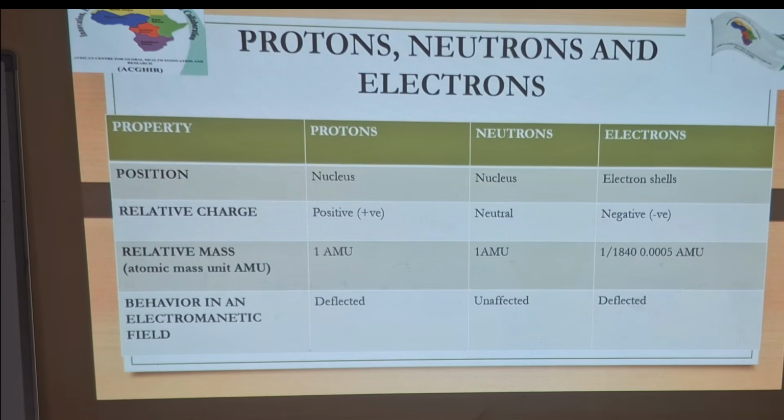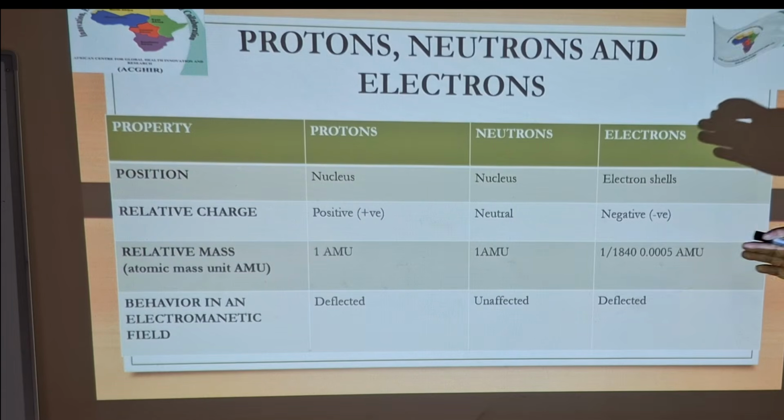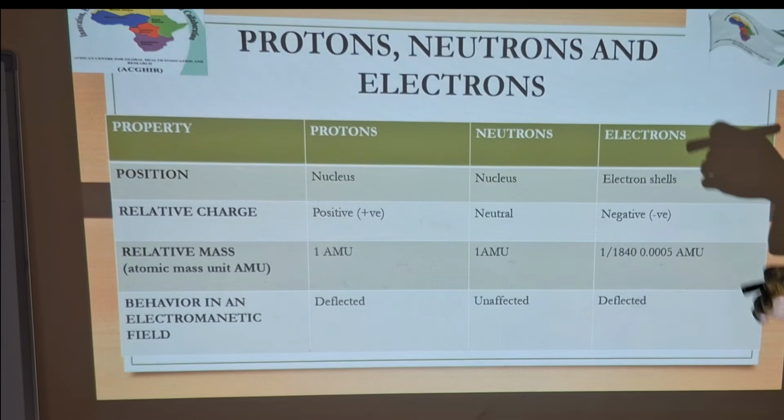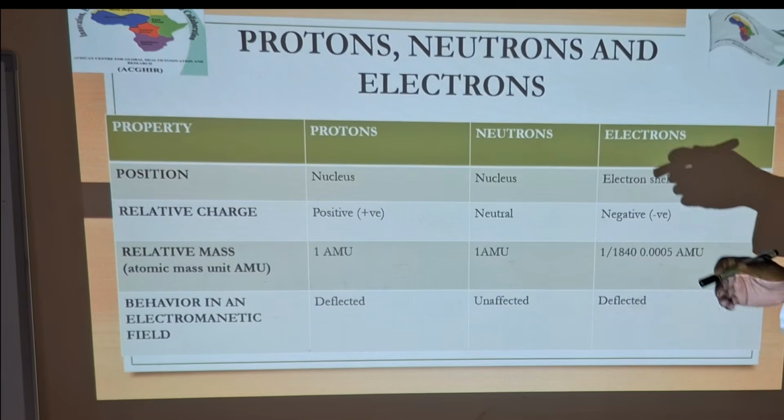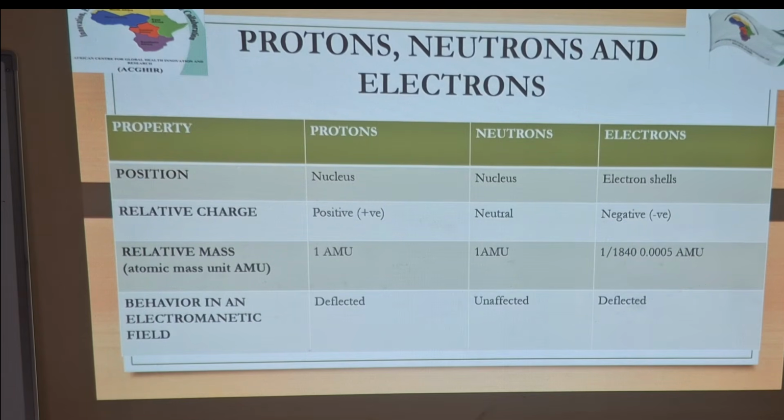Right. We now move on to protons, neutrons, and electrons. We are going to discuss this under the headings position in an atom, relative charge, relative mass, and behavior in an electromagnetic field. When we look at protons, they are positioned in the nucleus. Their charge is positive and they have a relative atomic mass of 1 atomic mass unit. They are deflected in an electromagnetic field.